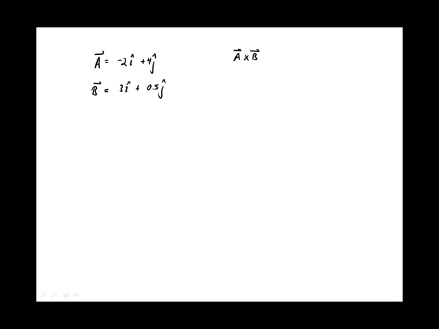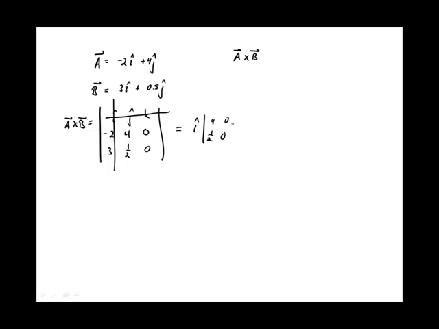I'm going to use the determinant method for this, just so you get some practice with it. So A cross B is equal to the determinant of i, j, k, minus 2, 4, 0, 3, 1/2, 0. The straight bars show me that this is a determinant. I'm going to start off with the i hat. I cross out the column and the row that i is in, and I'm left with 4, 0, 1/2, 0. That's a 2 by 2 determinant. Then I'm going to do j hat, but j is negative.